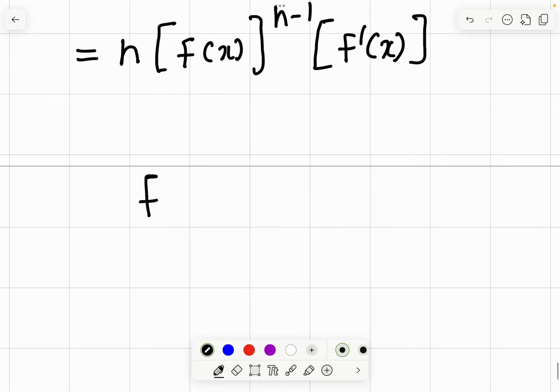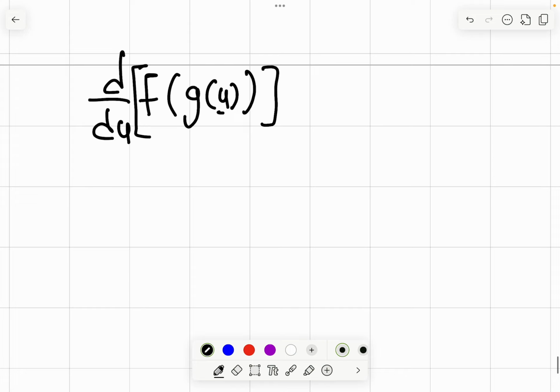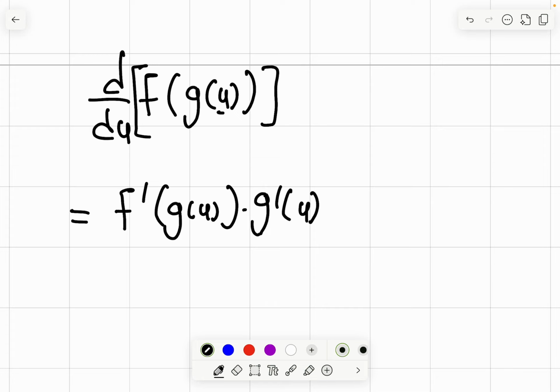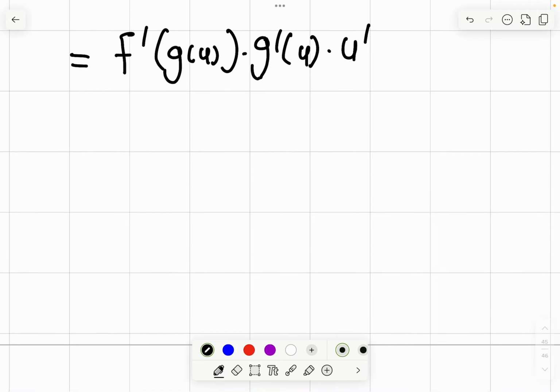You're going to have a function inside a function. Therefore, if they ask you to derive that thing, you are deriving with respect to u. First thing first, you derive the outermost function. Therefore, you are going to have f prime of g of u multiplied by the inner function, g prime of u, multiplied by the innermost function, u prime. Understand? That's how you are using the chain rule.